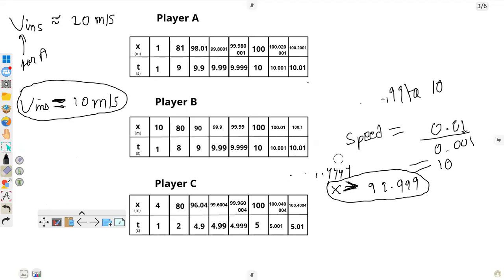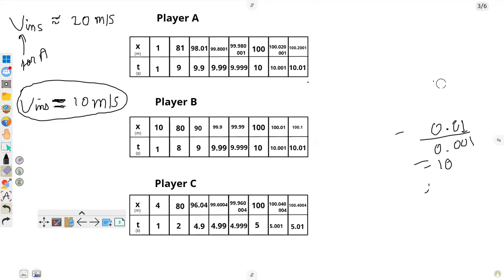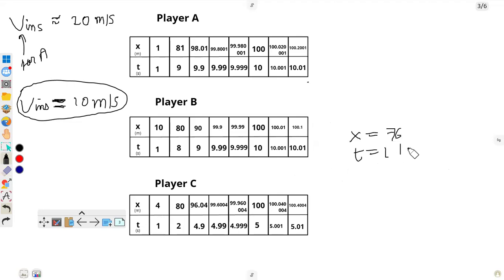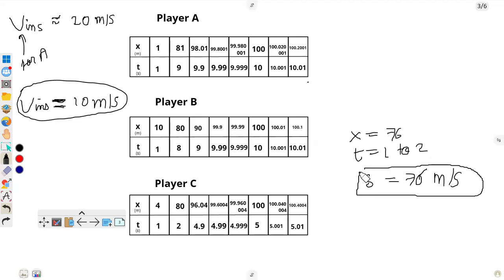Okay, by the way, when we looked at the data superficially, we found that player C was always ahead of player B and player A, right? Like at t is equal to 1, player C was already at x is equal to 4. So it may be that player C's speed is the highest and player C may have won the race. Let's see. If we see that t is equal to 1 to 2 seconds, the distance traveled is actually 76 between t is 1 to 2. So the speed is actually 76 meters per second, which is already greater than player A and B.